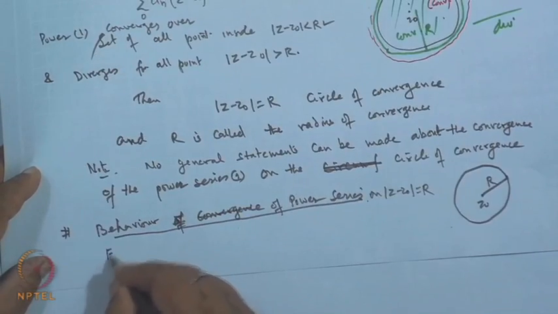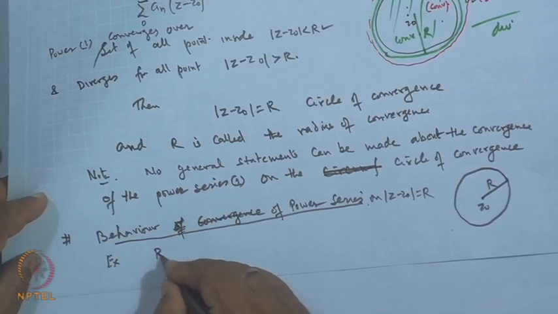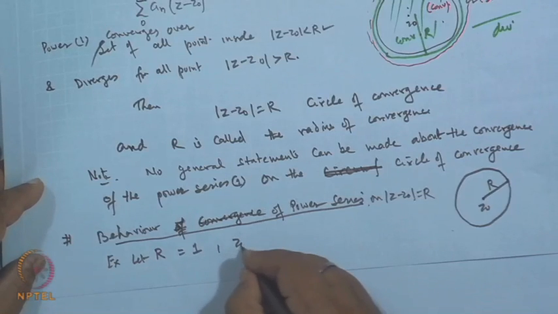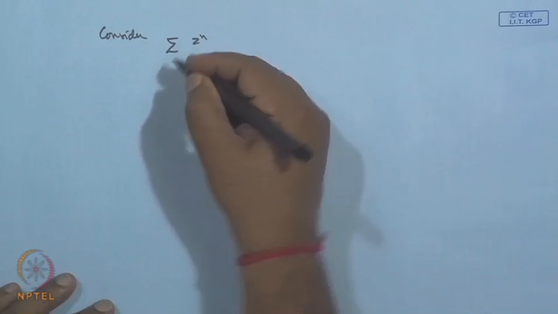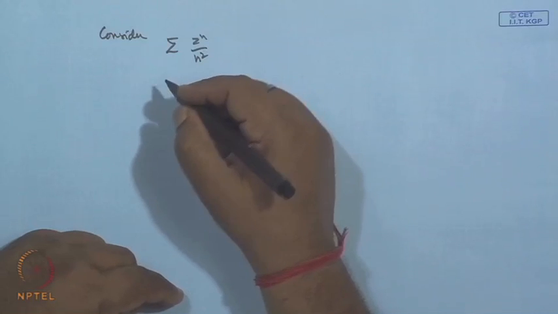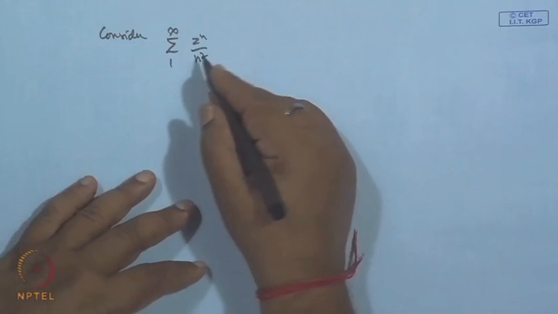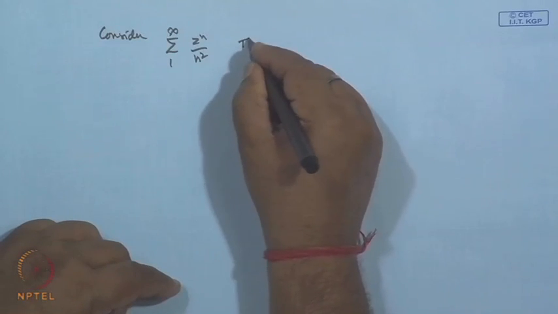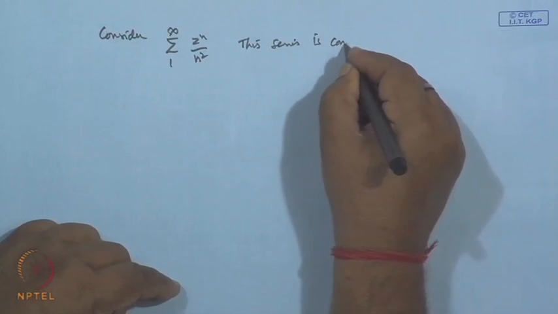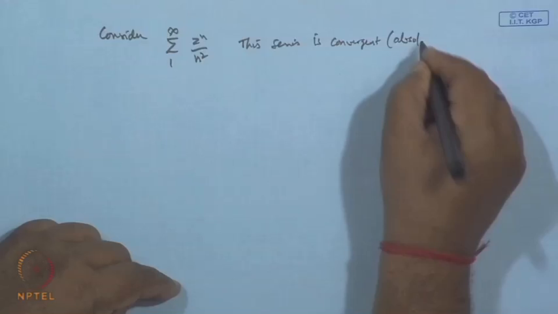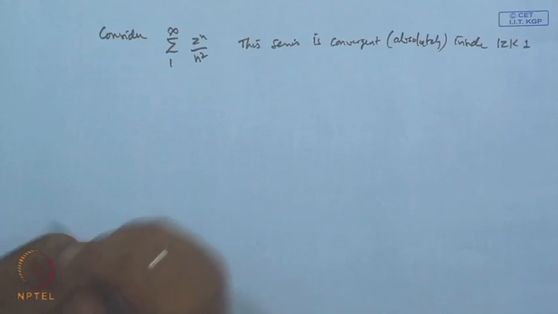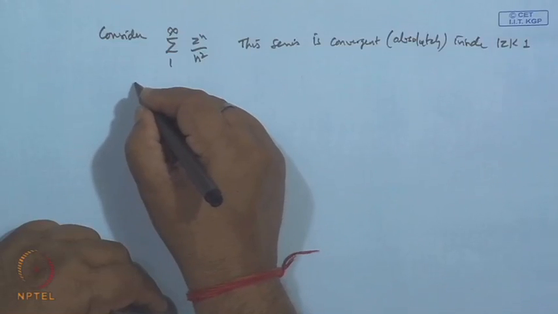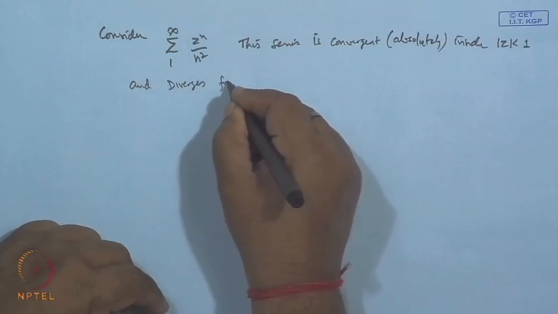Suppose I take the example: let r equal 1 and z_0 equal 0, so with center 0 and radius 1. Consider the power series sigma z^n over n^2, n from 1 to infinity, because otherwise it is not defined. Obviously, this series is convergent, in fact absolutely convergent, inside the circle |z| less than 1, and diverges for |z| greater than 1.